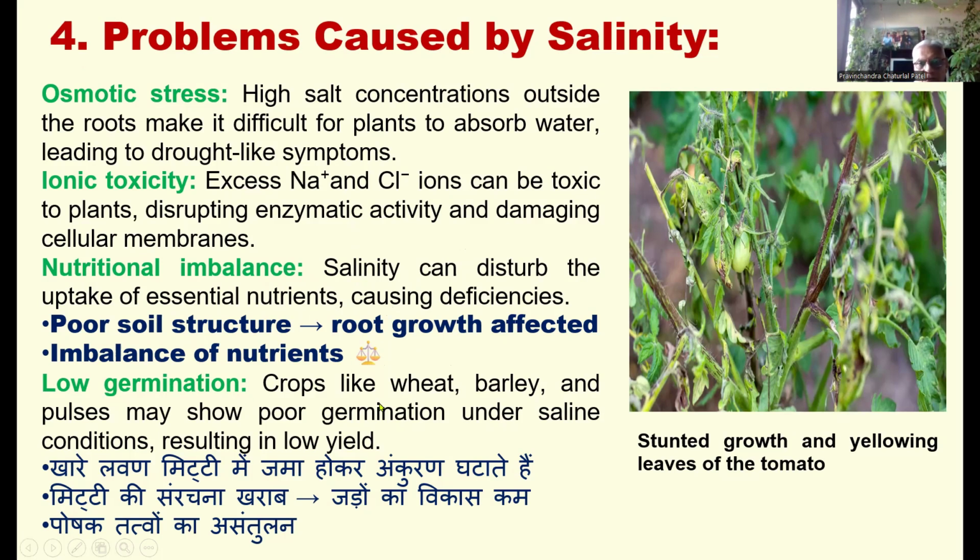Low germination: crops like wheat, barley, and pulses may show poor germination under saline condition, resulting in low yield. So we are not able to maintain the plant population, so there is low crop production.